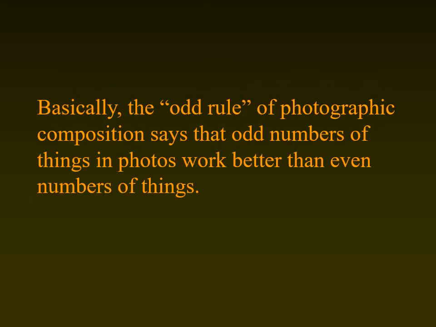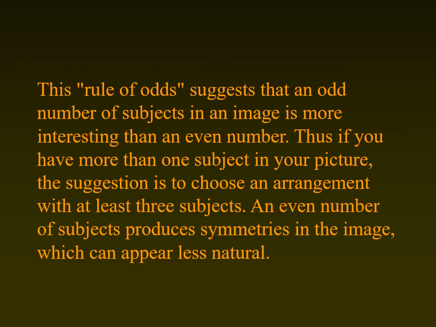So basically the odd rule says use odd numbers. Things work better. We learned about the rule of thirds. For some reason, we always want to see things in 3, 5, 7. If you use those odd numbers for your subjects, then you're going to have a nicer arrangement. And it's going to be less symmetrical because you can't be symmetrical with an odd number of subjects, right?